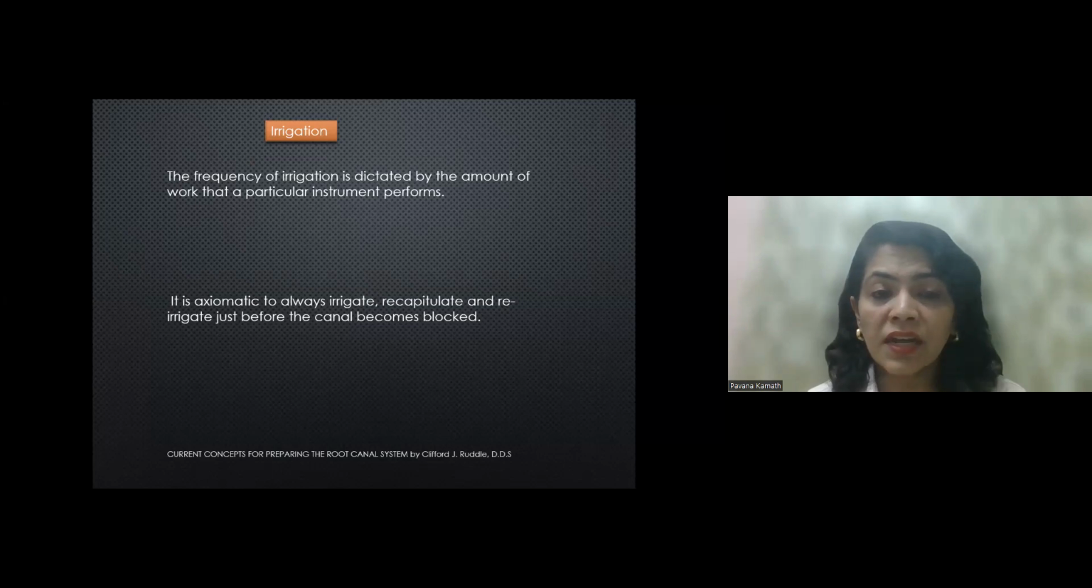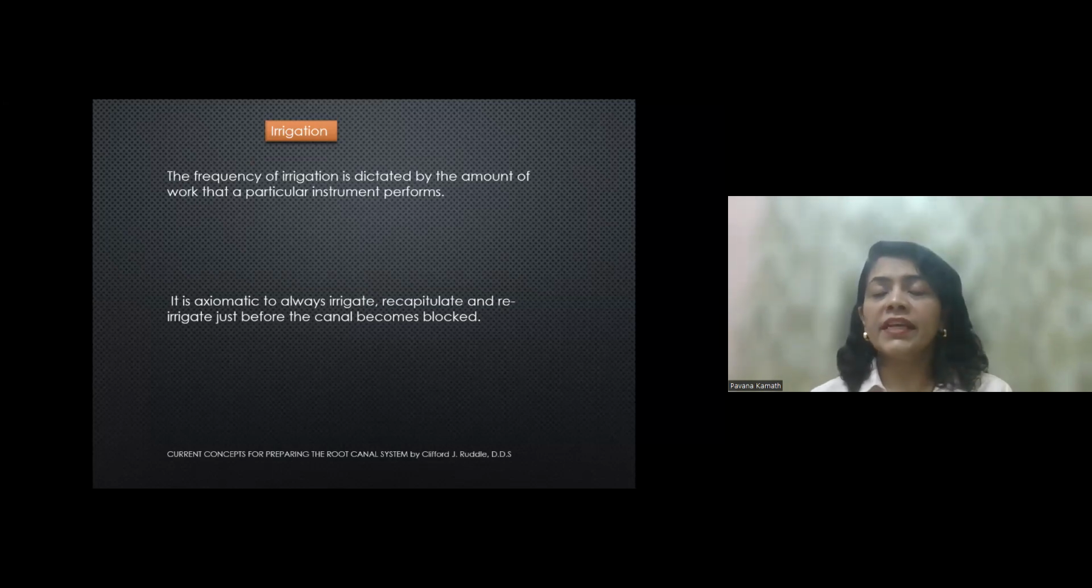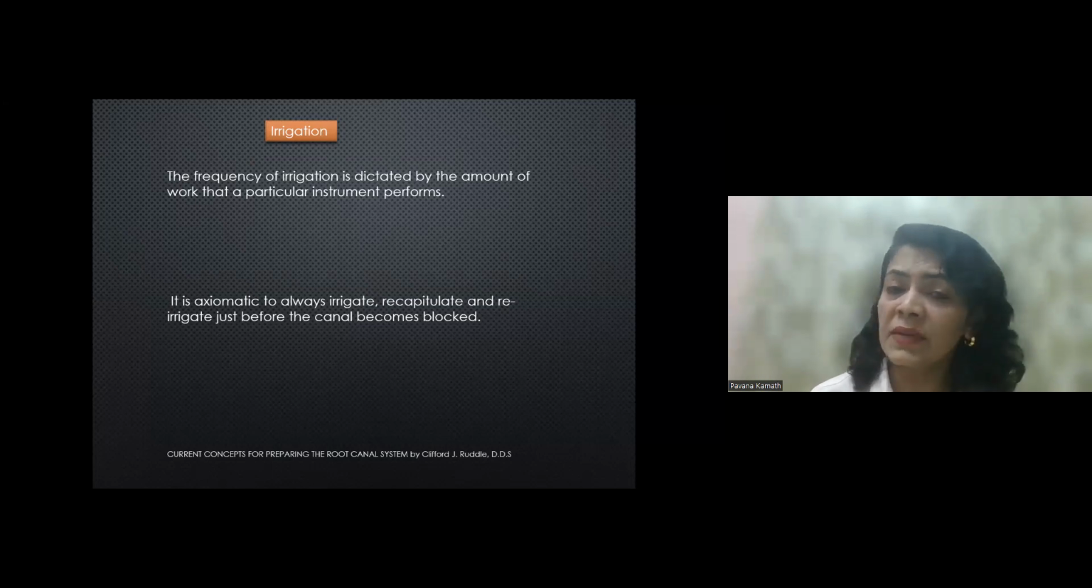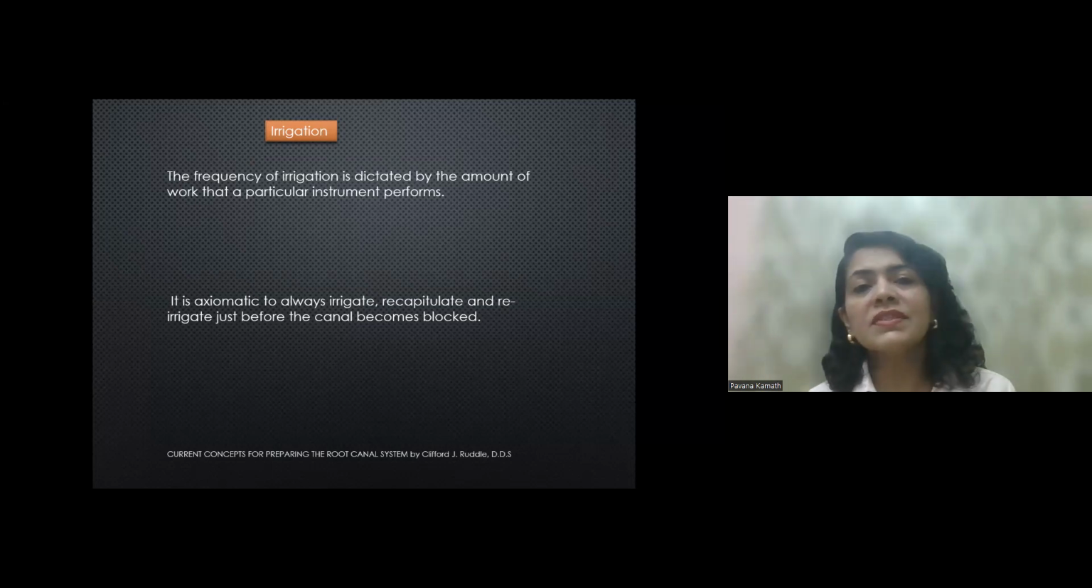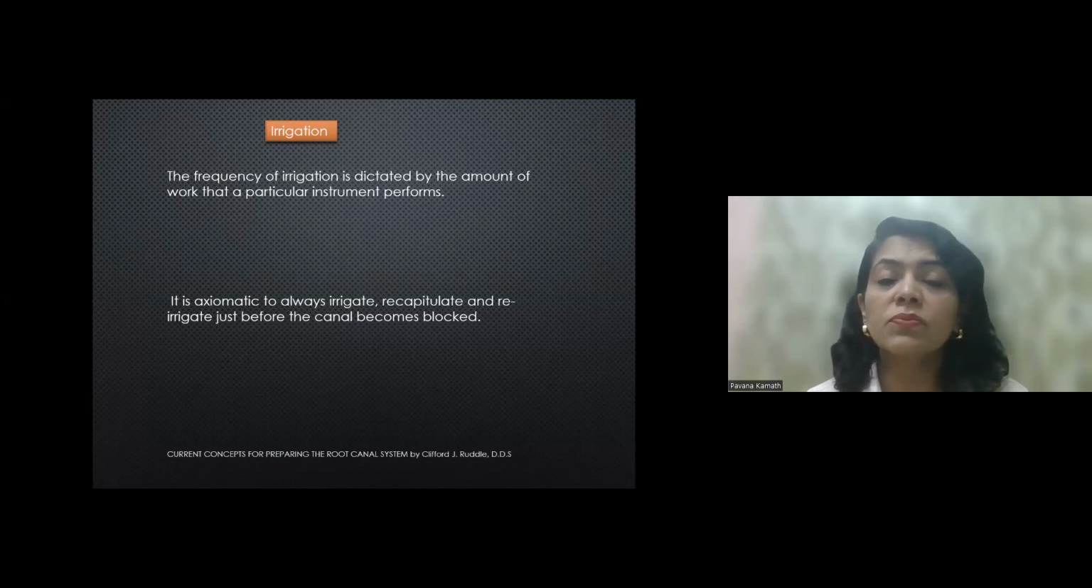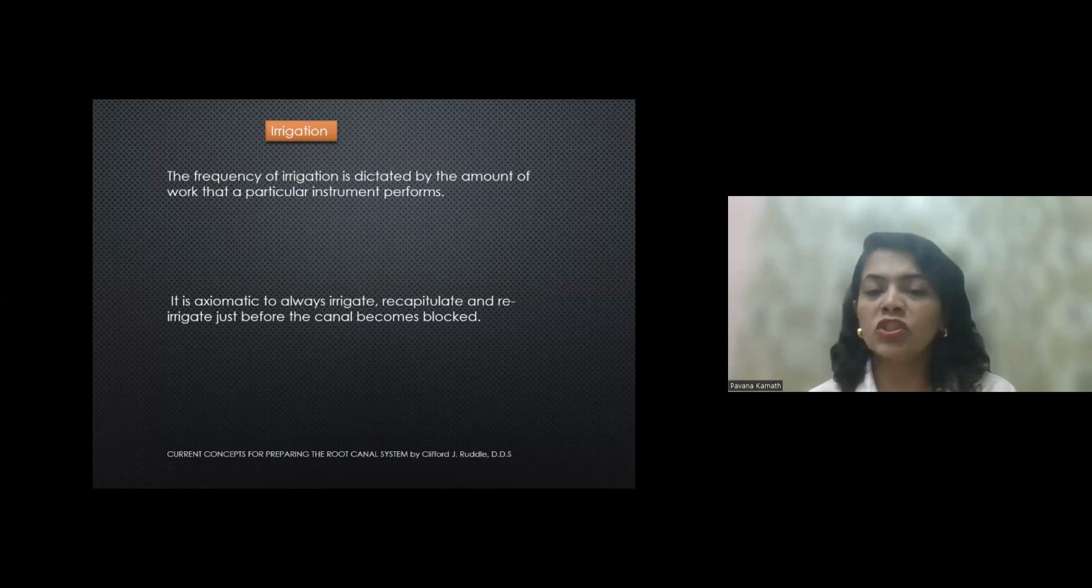Irrigation. Irrigation during the time of establishing the glide path is essential. Copious irrigation with sodium hypochlorite acts as a very suitable aid in establishing a reproducible glide path. The frequency of irrigation is dictated by the amount of work that a particular instrument performs. It is axiomatic to always irrigate, recapitulate, and re-irrigate just before the canal becomes blocked.